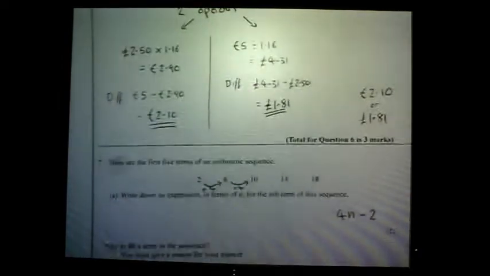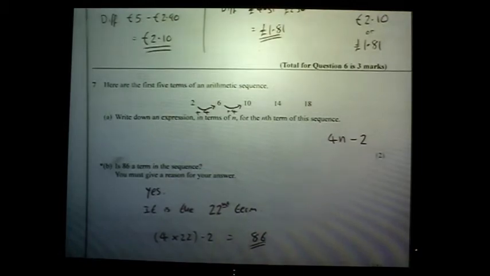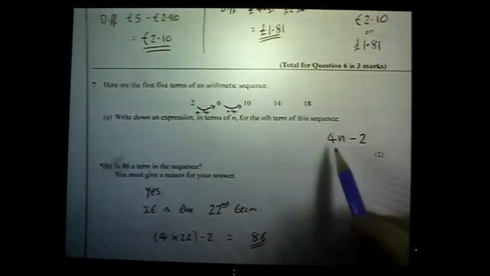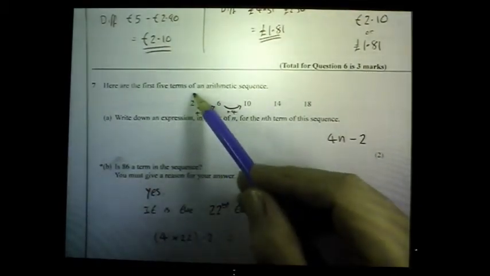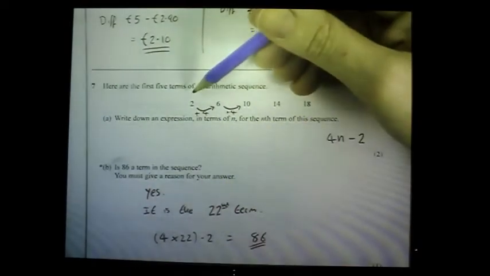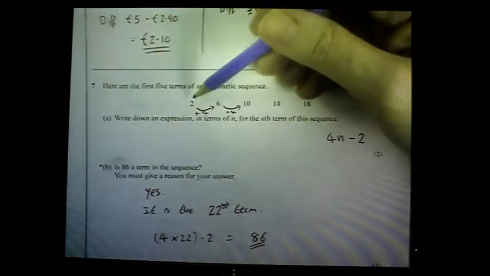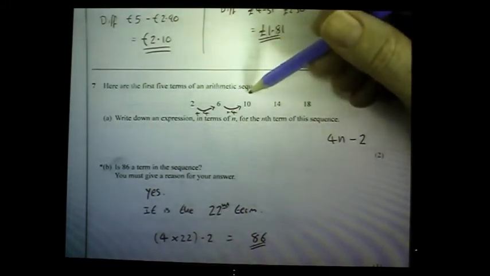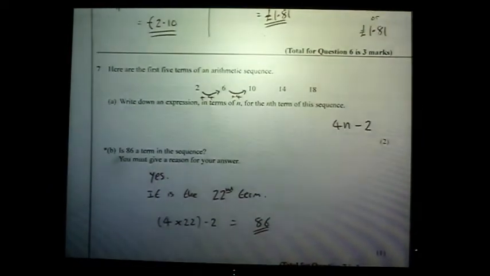Next one, sequences. Write down an expression in terms of n for the nth term of this sequence. It's going up in 4 each time, so that's where you get your 4n from, 1 mark for that. And it's -2 because for the first term, 4 times 1 is 4, and what do you have to take away to get to 2? You take away 2. Check it: 4 2s are 8, take away 2 gives you 6. 4 3s are 12, take away 2 gives you 10. So you know you've got that one right if you've done that.